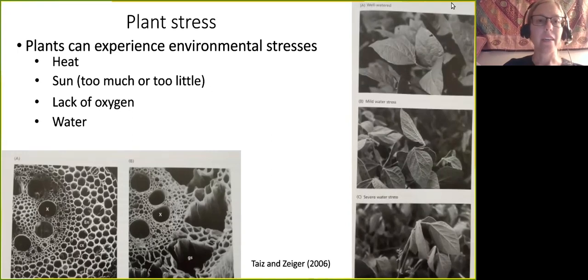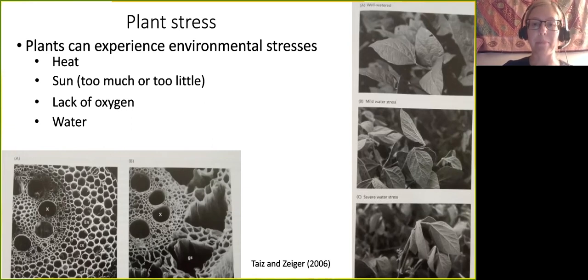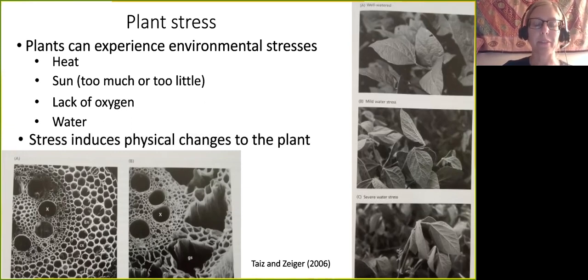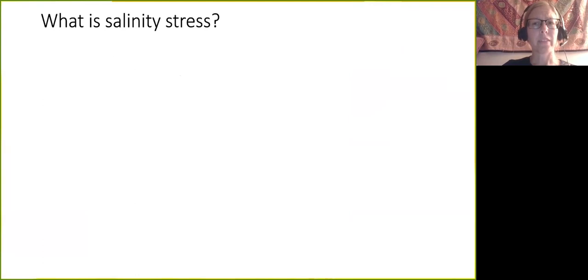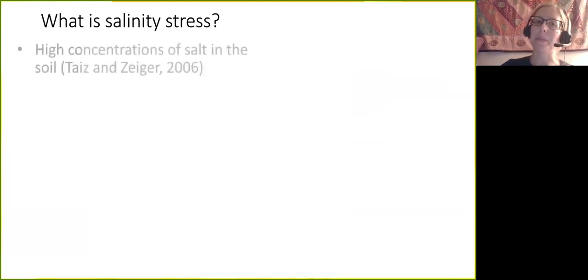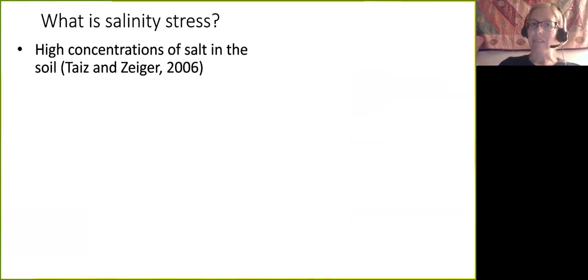of water. And so, yeah, there are many other kinds of stresses that can happen, but these are just a few examples. And as I've shown, these stresses induce physical changes to the plant. So what exactly is salinity stress, you might be wondering? Well, it turns out it is high concentrations of salts in the soil.